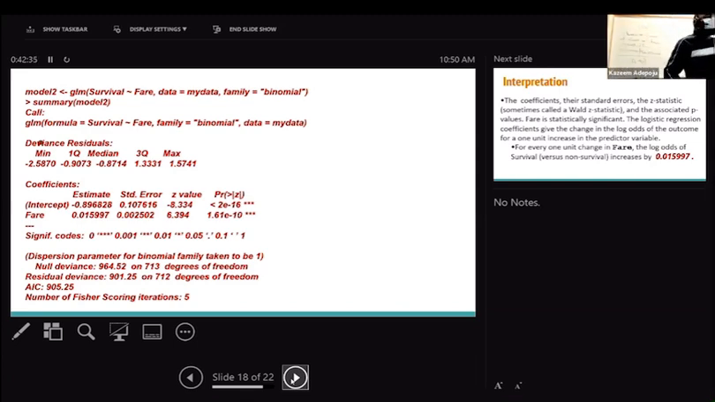Model 2, GLM. In linear regression, you're going to see LM, but in logistic regression, you're going to see GLM. What do we mean by GLM? That's a generalized linear model, because we do a transformation of a linear model to become a logistic regression model. So you got GLM, survival on fare, data, I'm using my data. You have to specify family equal to binomial. Why do I say family equal to binomial? Because we use the binomial distribution to model a dichotomous outcome. Don't forget, we are dealing with a dichotomous outcome.